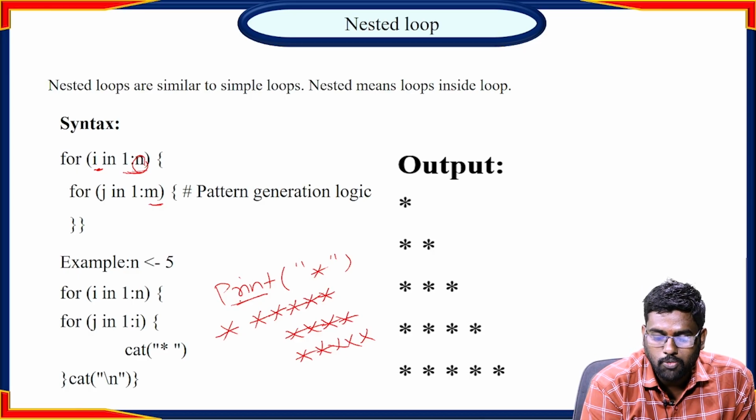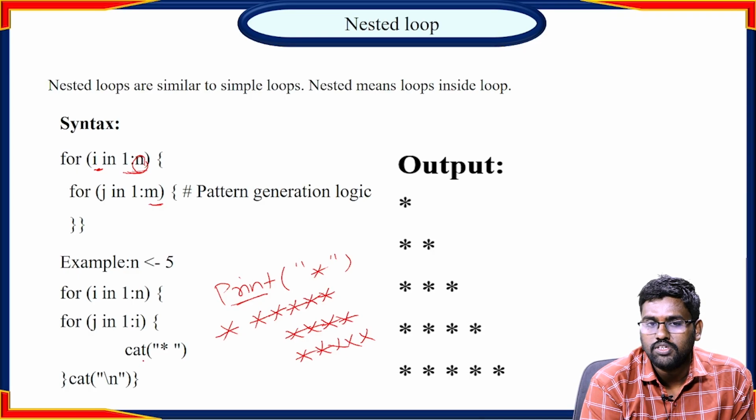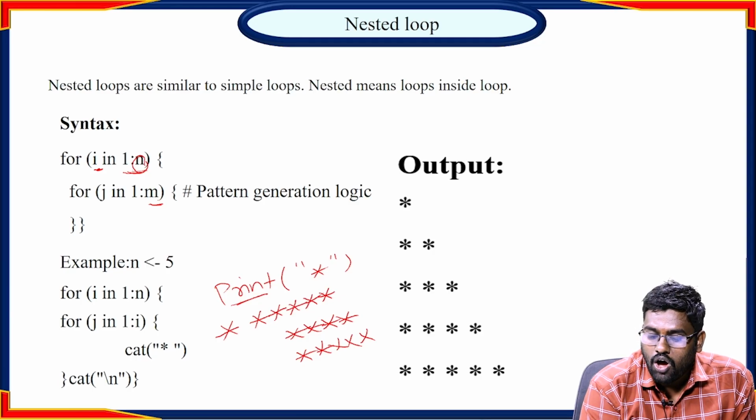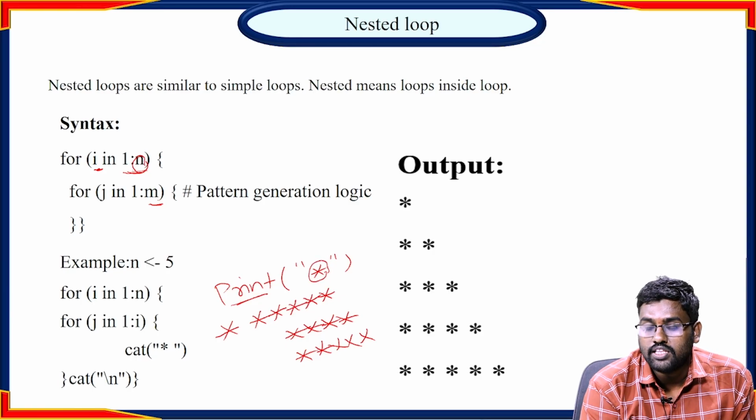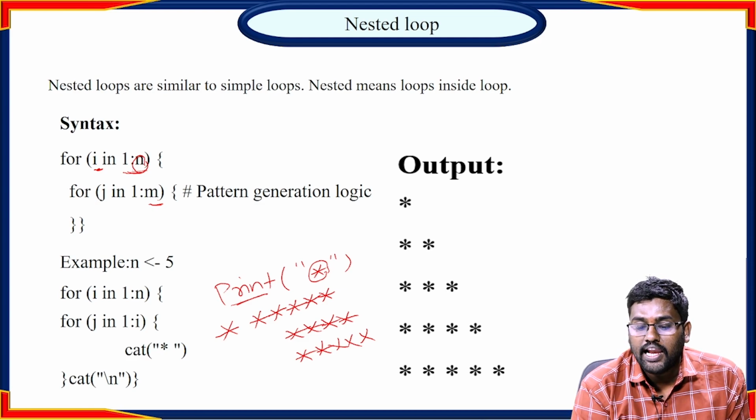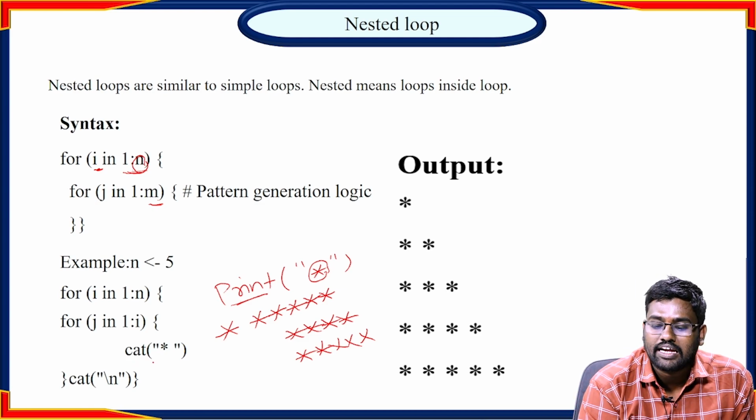In case in the place of print I give cat, the concatenation operator, it is used to print after one iteration, and it prints the next one on the next line. Line by line the output will be printed if you give the cat command.